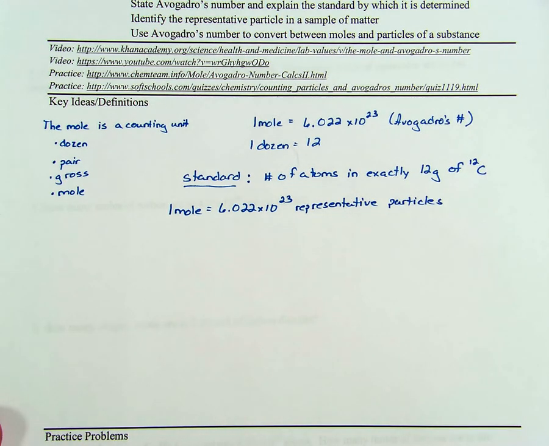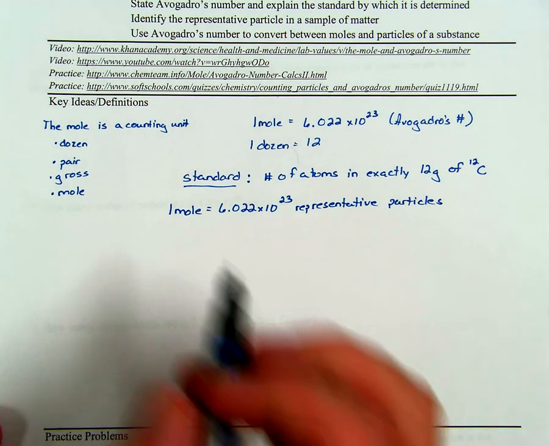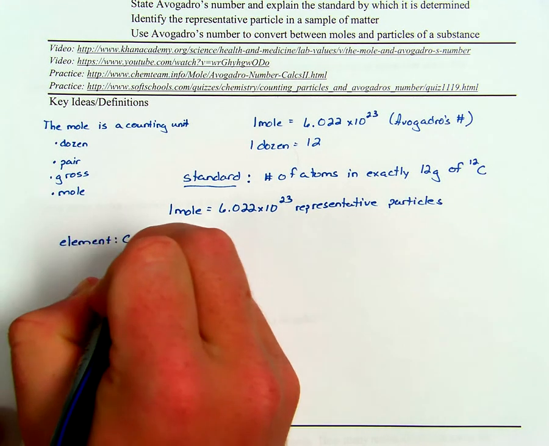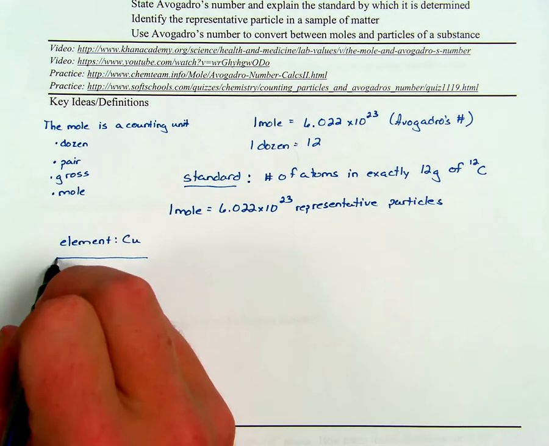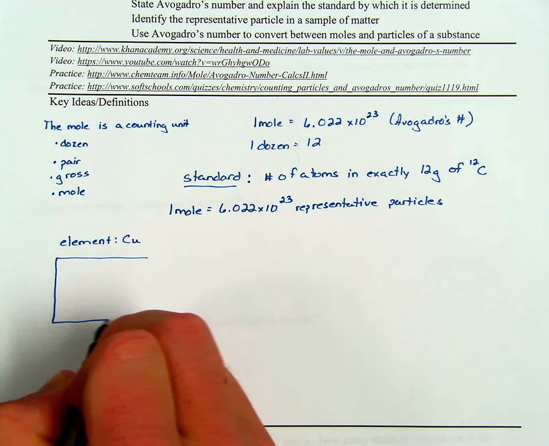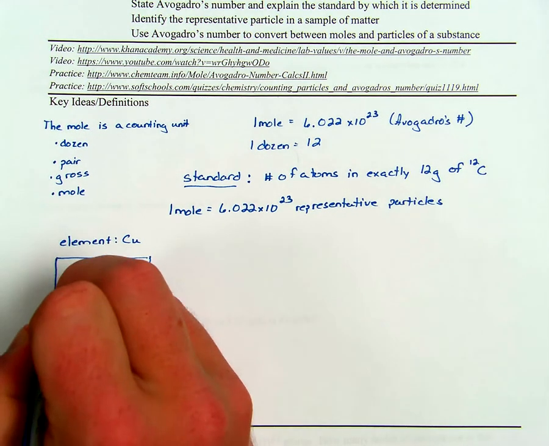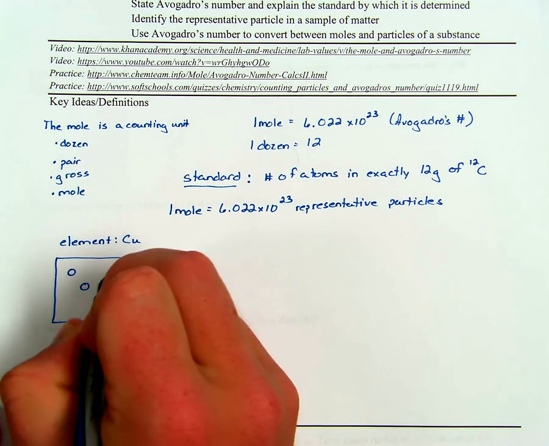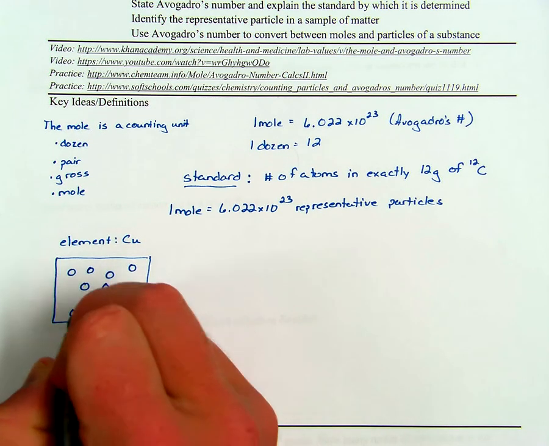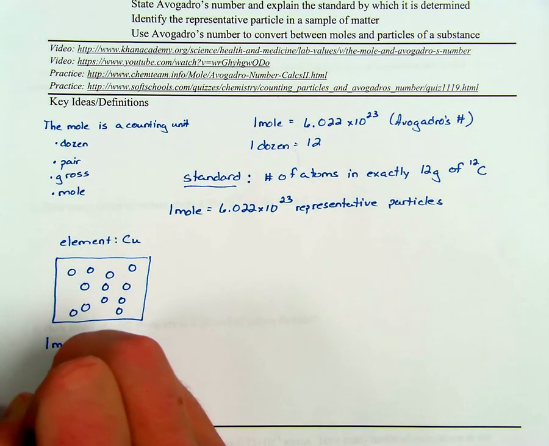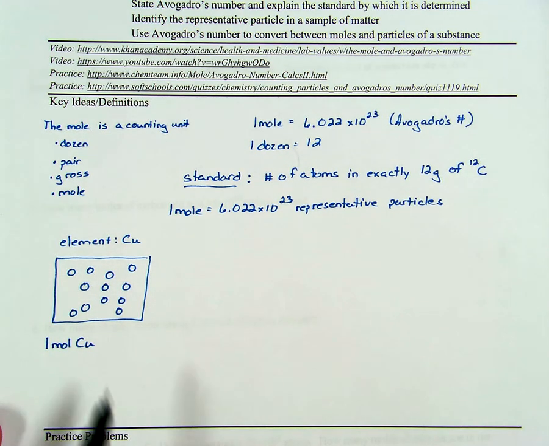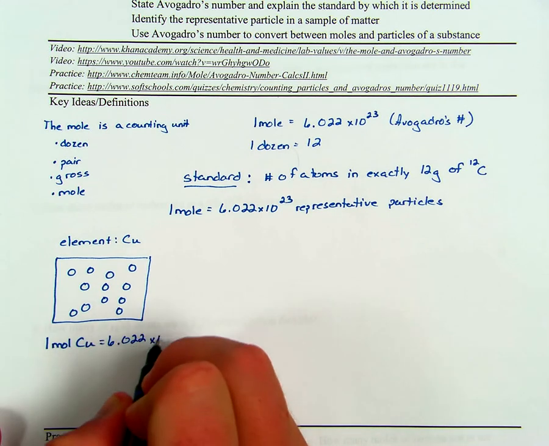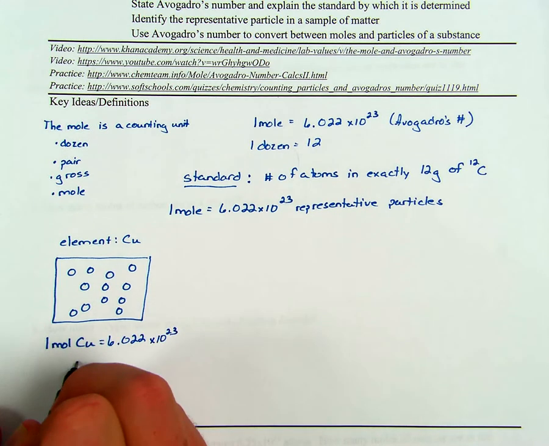If we have an element, like for example, let's just go with copper. If I have a sample of copper, so here's my copper sample, what I'm going to have in here is a whole bunch of individual copper atoms. I'm just drawing circles to represent copper atoms. So if I have 1 mole of copper, and recall that the symbol for the mole is mol, that would equal 6.022 times 10 to the 23rd copper atoms.